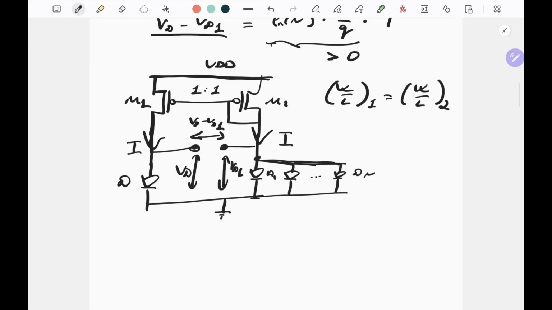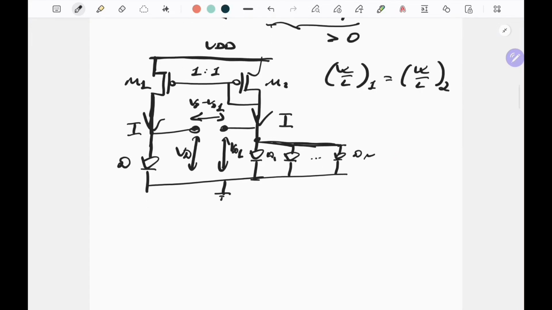So the first step would be to build a PTAT current reference, and then we will use that to build also a single-ended PTAT voltage reference. How can we build a PTAT current reference?